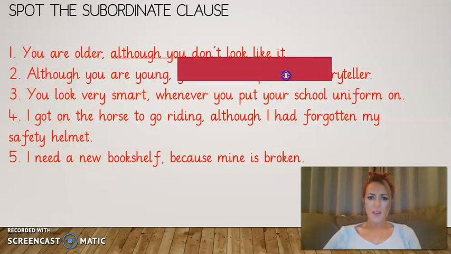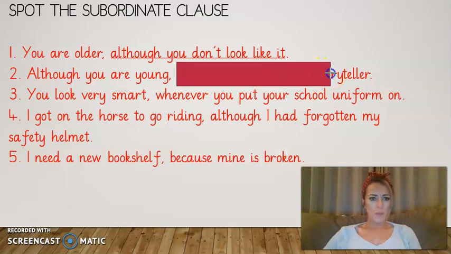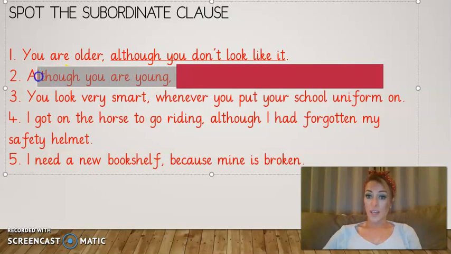Let's try it the other way around. Cover up this part of the sentence. Although you are young. Yeah, that doesn't make sense on its own, does it? So that must be my subordinate clause. So I'm going to underline it.